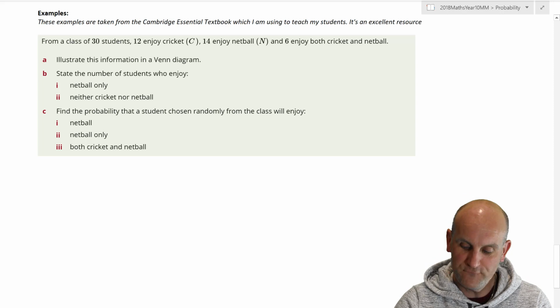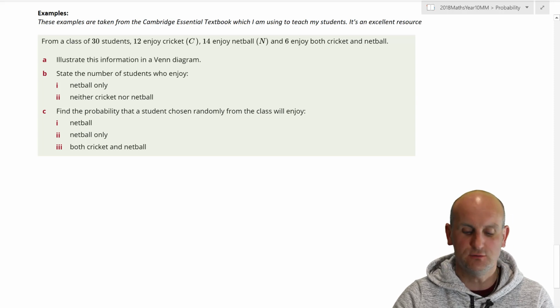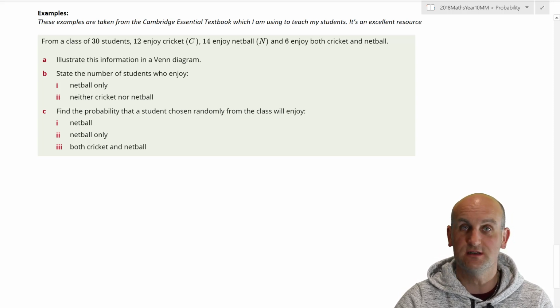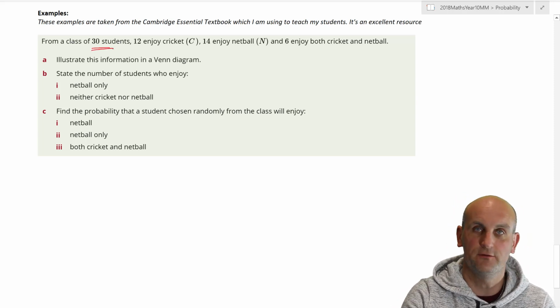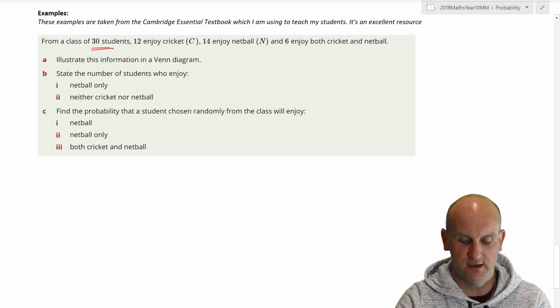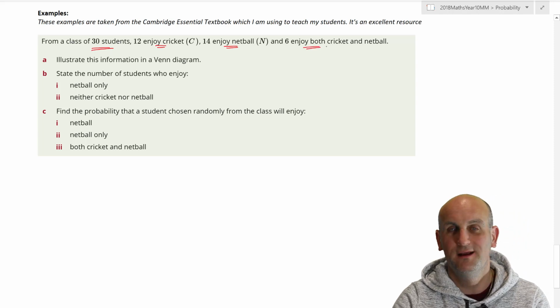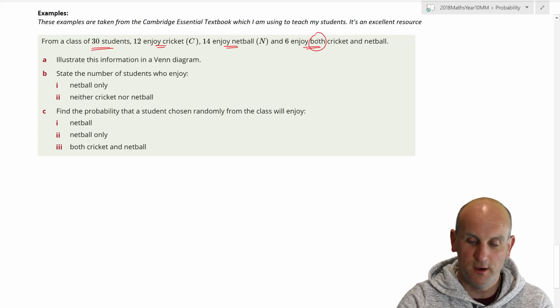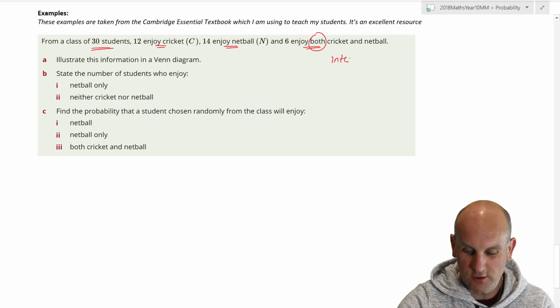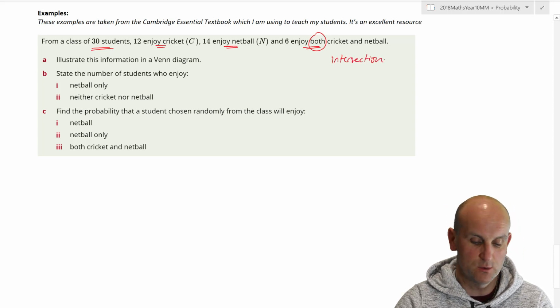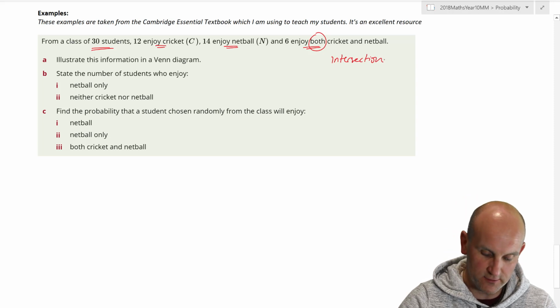Firstly, these examples are taken from the Cambridge Essential textbook, which I'm using to teach my students, and it is a fabulous resource. From a class of 30 students, firstly, why have they told me 30 students? Well, that's my total number of students. 12 enjoy cricket, 14 enjoy netball, and 6 enjoy both. Now, whenever they give you a question with both, that is giving you, in huge, flashing neon lights, the intersection. So 1, illustrate this information in a Venn diagram.